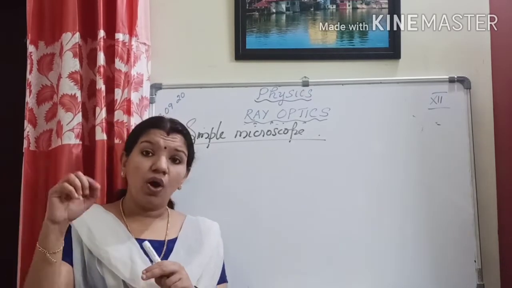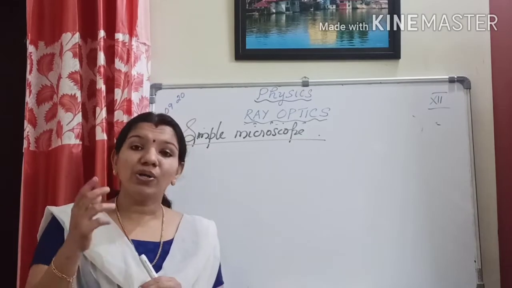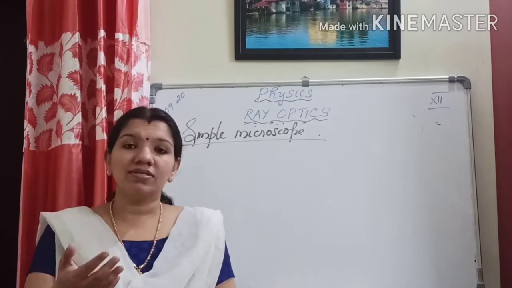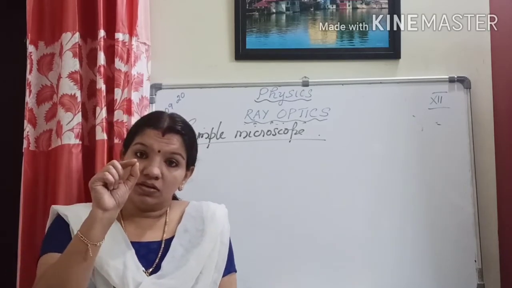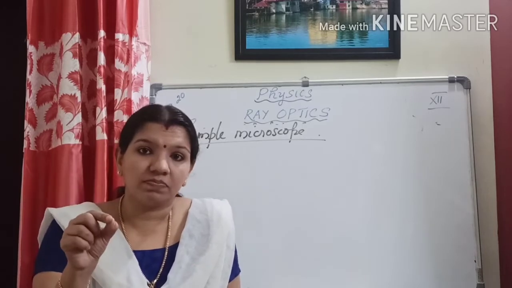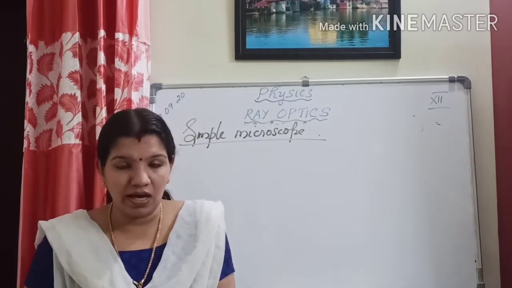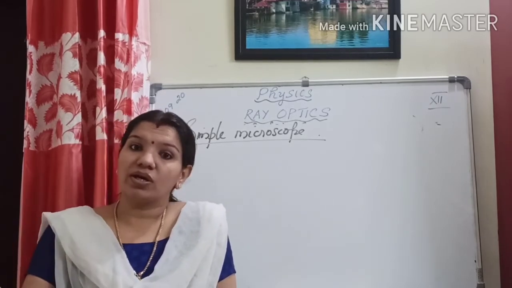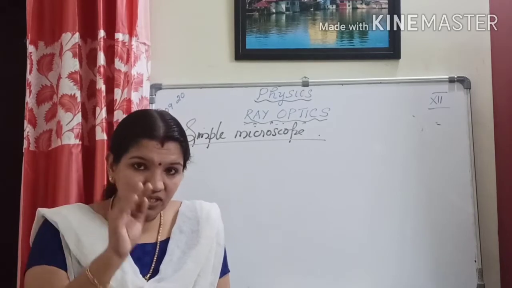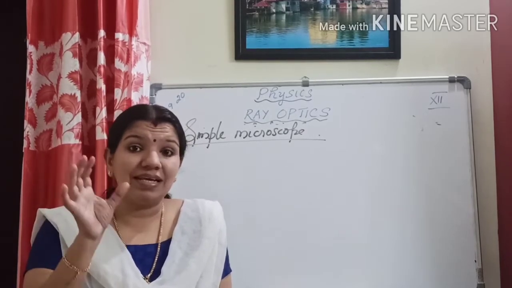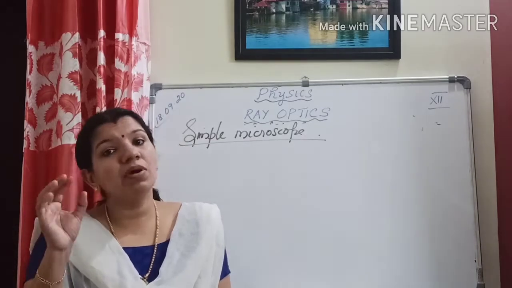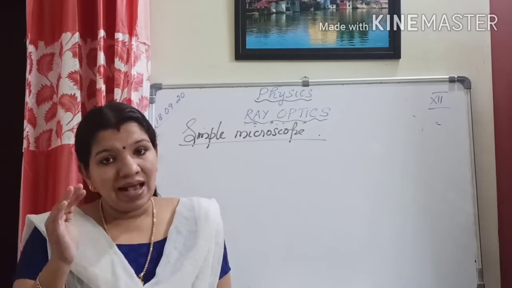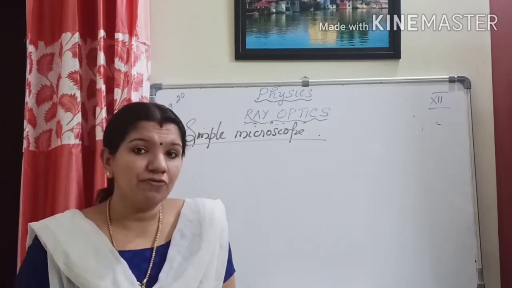At infinity, you can also call it normal adjustment, or you can say relaxed eye. In the question paper, normally if you are asked to do the derivation part, the word infinity will not be there. Only the word normal adjustment will be there. And students get doubt whether it is least distance of distinct vision or infinity. So keep it in mind: if it is normal adjustment position or relaxed eye, it means minimum magnification. Minimum magnification comes at infinity. Clear? Maximum magnification comes at the least distance of distinct vision.